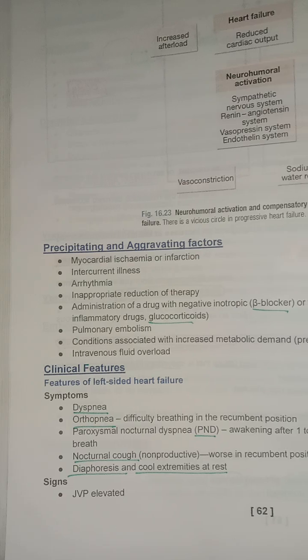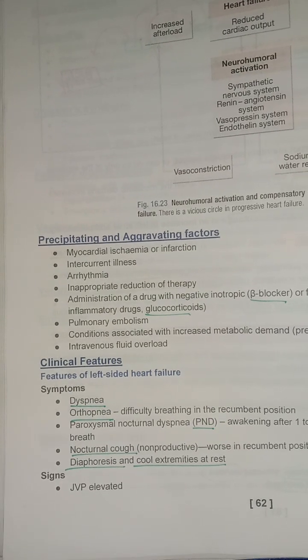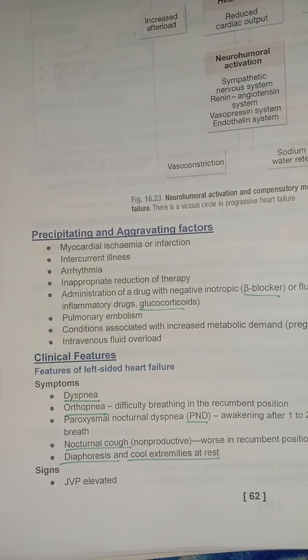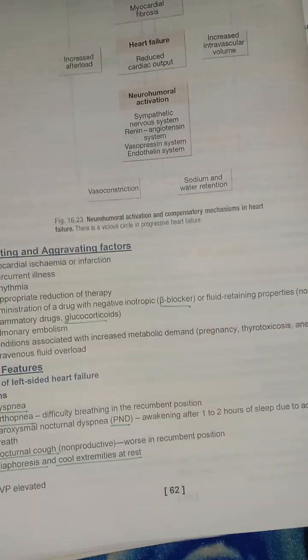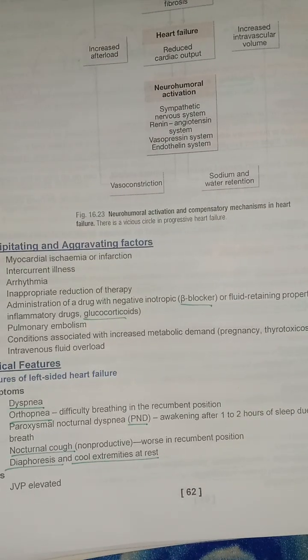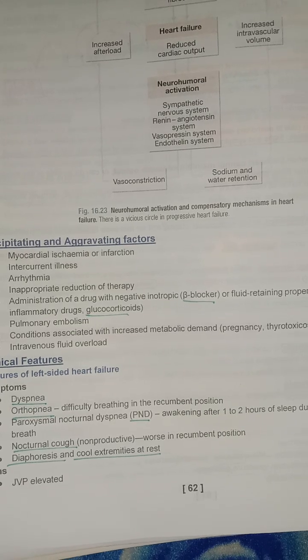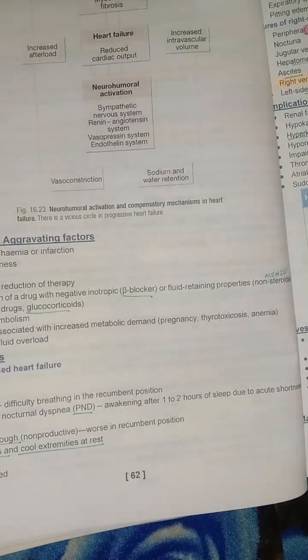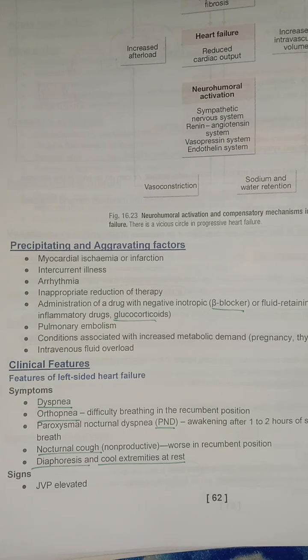And then there are precipitating and aggravating factors: MI, arrhythmias, beta blockers, NSAIDs, glucocorticoids, pulmonary embolism, and increased metabolic demand such as pregnancy, thyrotoxicosis, anemia, and intravenous fluid overload.